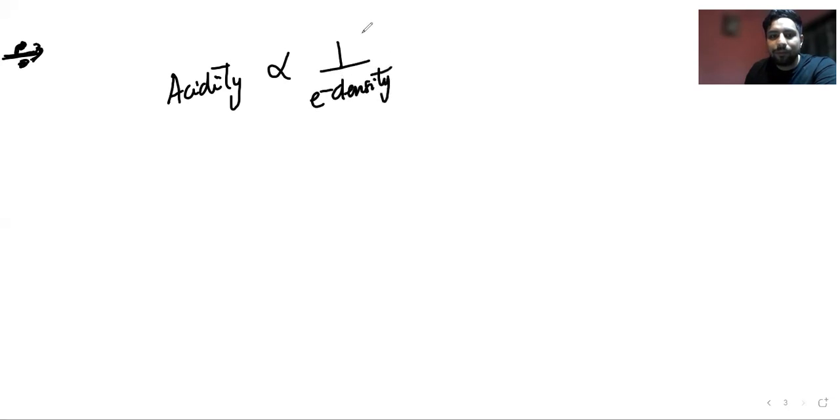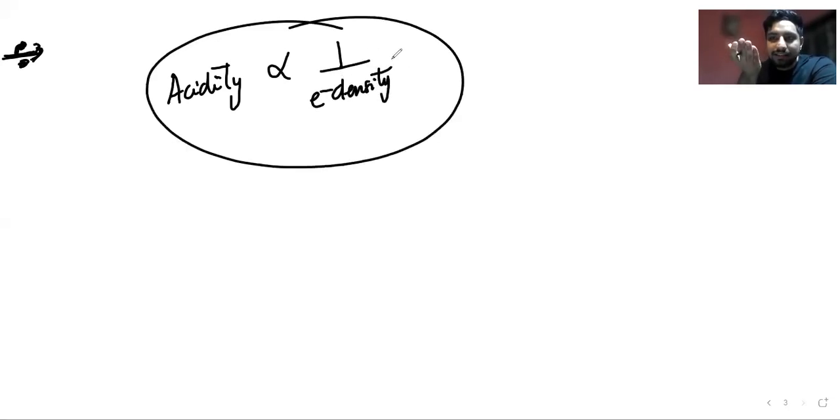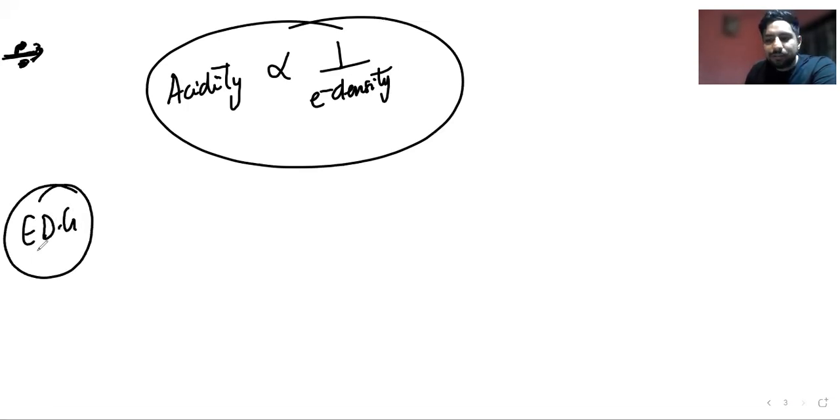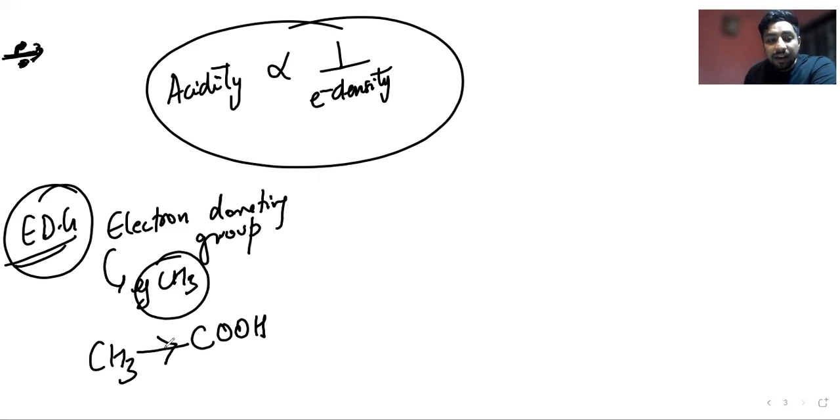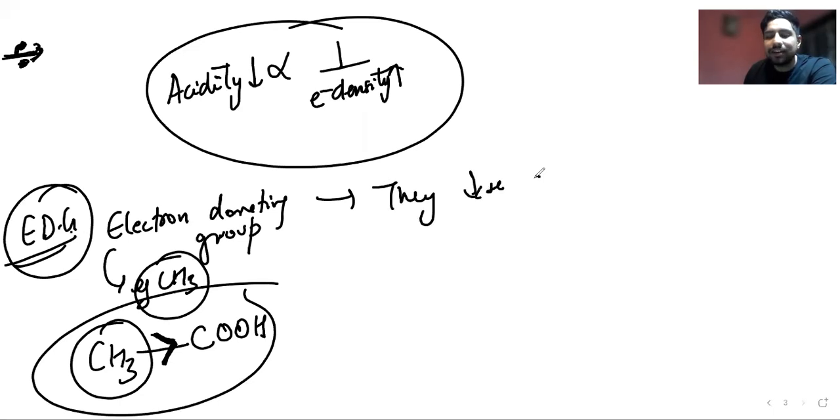Along with that, one basic thing you always have to remember is that acidity is inversely proportional to electron density. Okay. Lower the electron density, higher is the acidity. And higher the electron density, lower is the acidity. Okay. If an electron donating group is present, any group which has the plus I effect, for example CH3, then what will happen? They will increase the electron density, and if electron density increases, the acidity will decrease. So electron donating groups decrease the acidity.